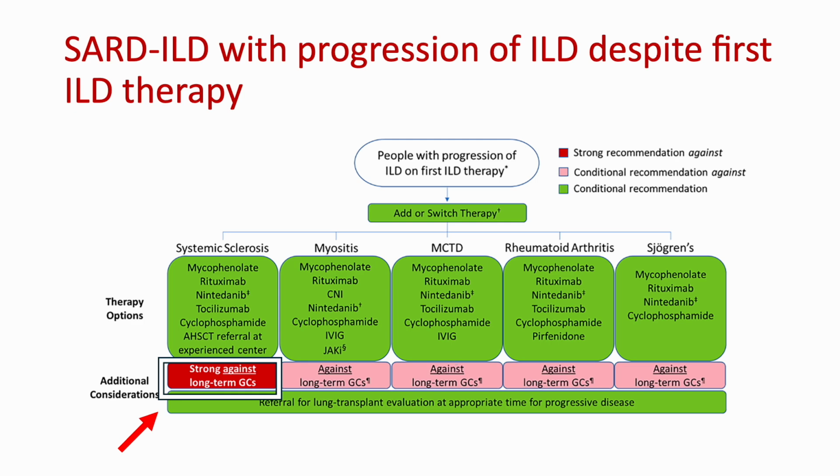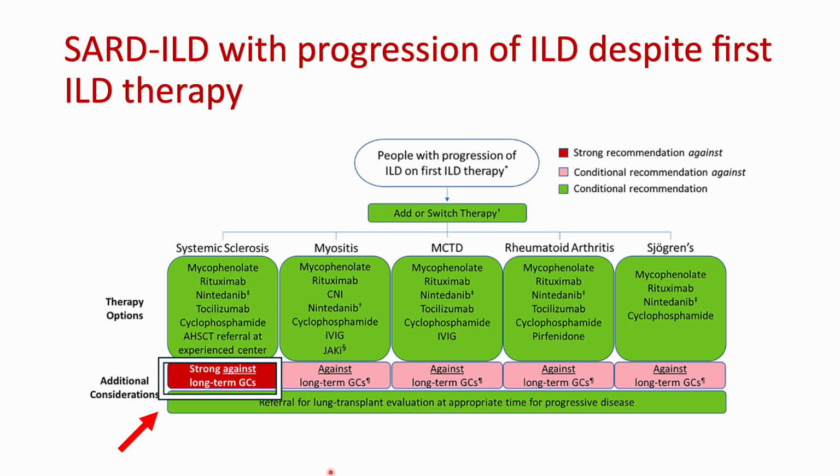So strong against, and in other SARD-ILDs, conditionally again they recommend against long-term glucocorticoids, which is more than 3 months. So that is the first thing. If the ILD is progressing, do not continue glucocorticoids. And if it's systemic sclerosis, definitely do not continue long-term glucocorticoids. Referral for lung transplant evaluation at the appropriate time is a conditional recommendation which comes with severity of the disease and progression of the disease.